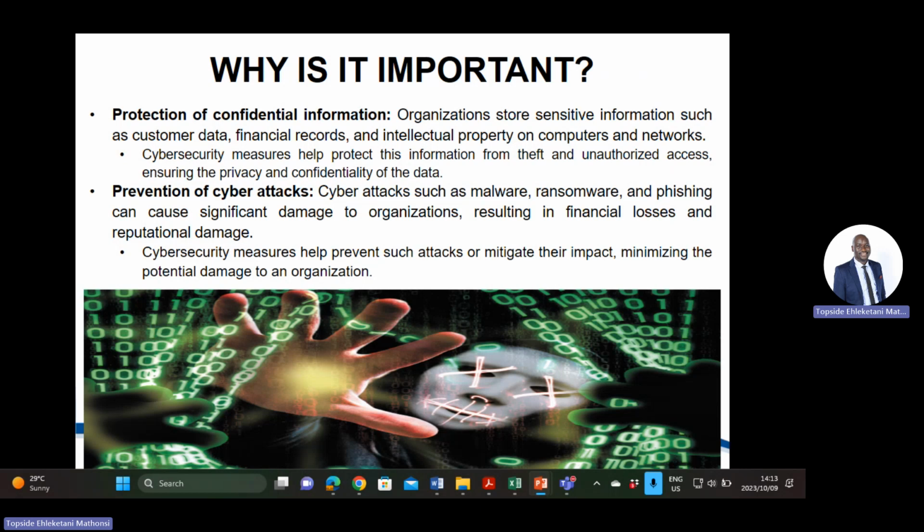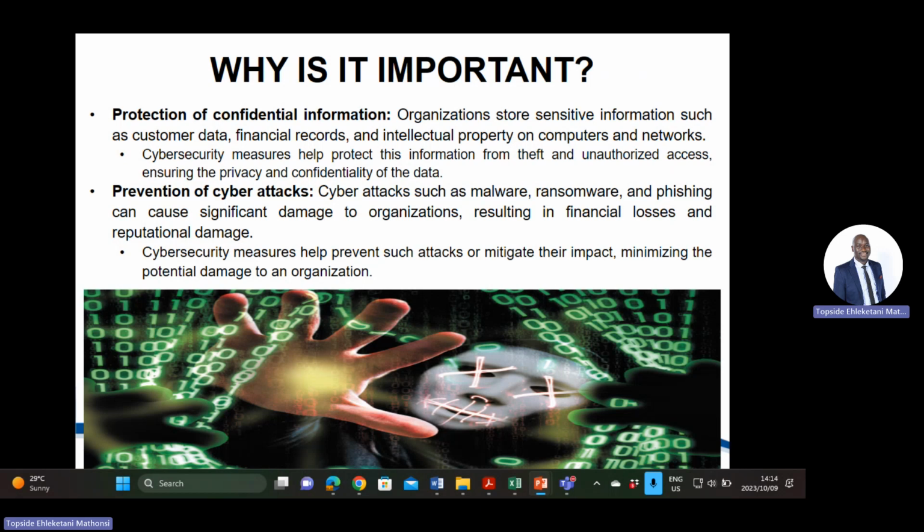What are some of the countermeasures that can assist in this? Cybersecurity measures can help us protect the information that is stored on the computers and on the network from theft and unauthorized access. This will assist in ensuring that there is privacy and confidentiality of the data that is stored on the computers and on the network.